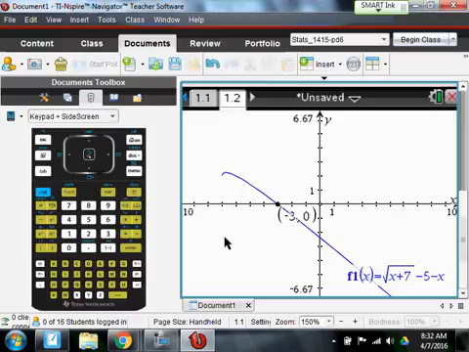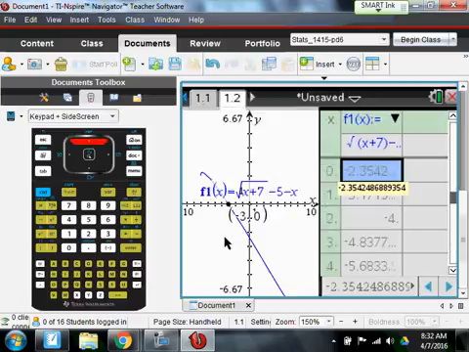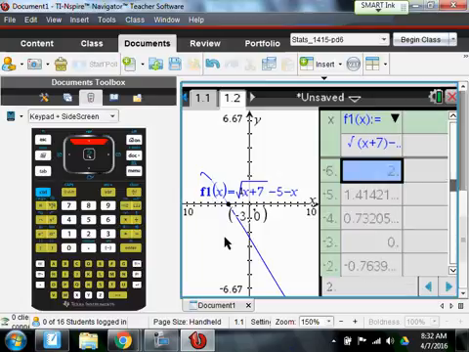Got him? What happens when x equals negative 6? Can I go to my table? Control T for the table. When x equals negative 6, that whole expression ends up being 2, and 2 is clearly not 0.